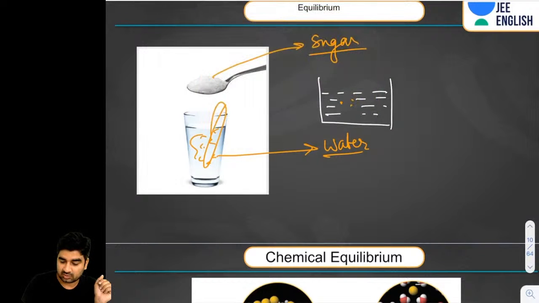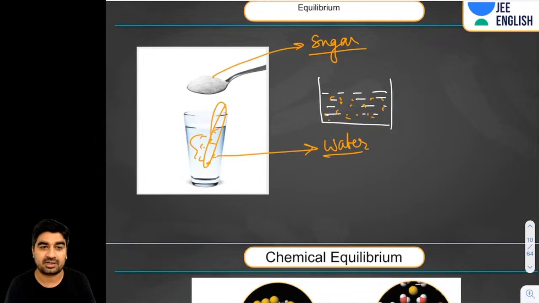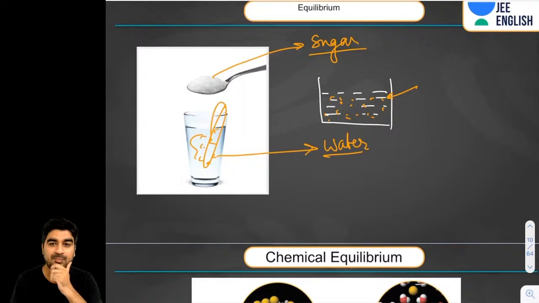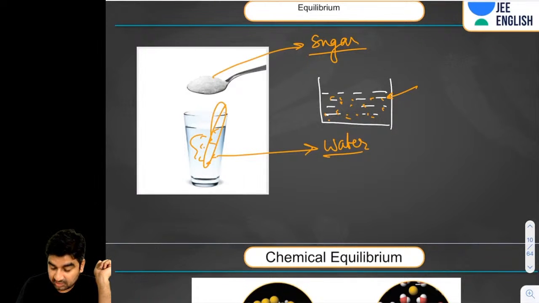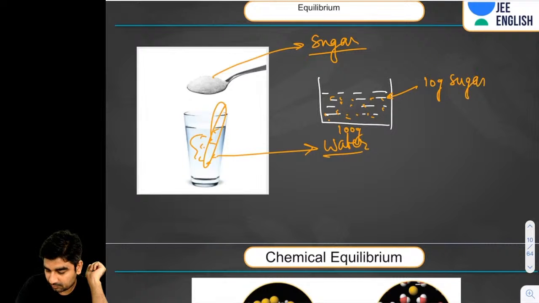Suppose these are sugar particles. A stage will reach when all or the maximum sugar particles are dissolved in the water. And once they are dissolved, such a sugar solution will be called a saturated sugar solution. Suppose here I am taking 100 gram of water and it can dissolve a maximum of 10 gram sugar. And now assume I have added 15 gram.